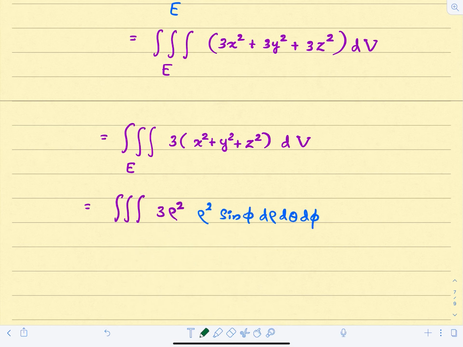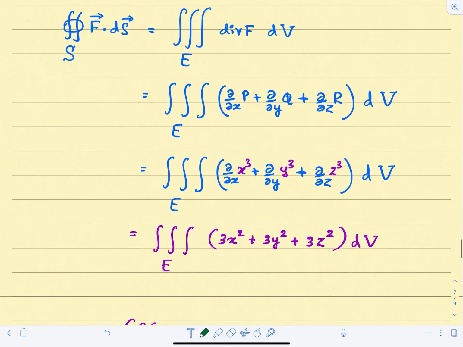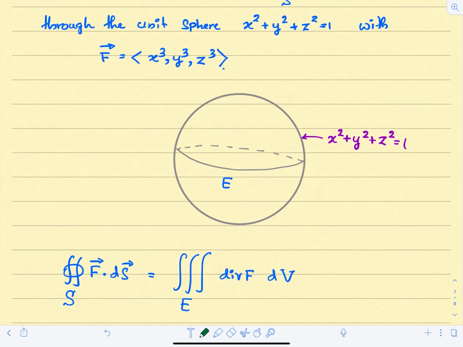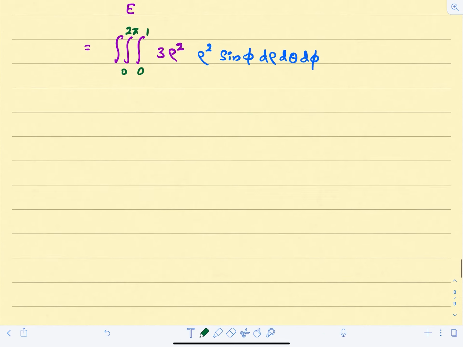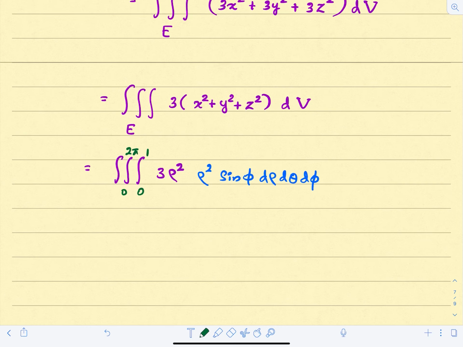Now rho goes from 0 to 1 because we have a unit sphere. Theta goes from 0 to 2 pi. That's the angle on the xy plane, with x, y, and z axes. That's your theta. Let's say this is your distance rho, and this angle is phi. And finally, angle phi goes from 0 to pi.